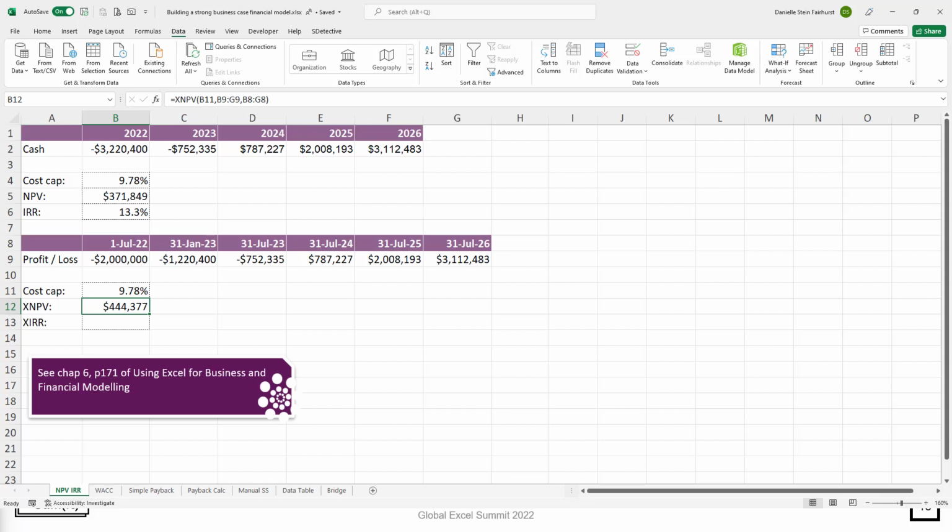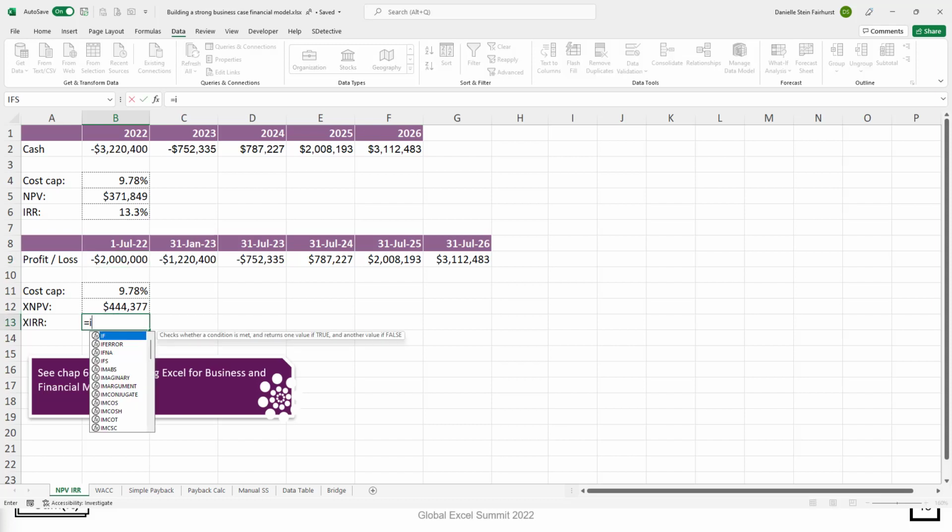Even though we've used exactly the same cost of capital, what that does is it discounts it back to the 1st of July, whereas with this one here it assumes that the funds are paid or received at the end of the period, whereas with this it basically doesn't apply any discounting to that $2 million. So that's something important to note.